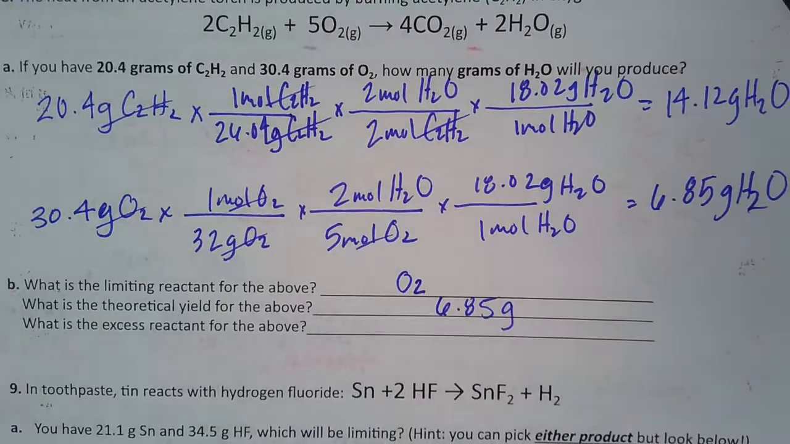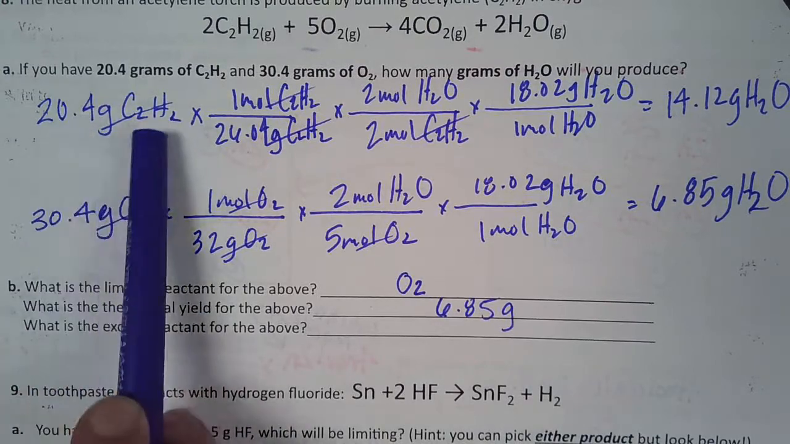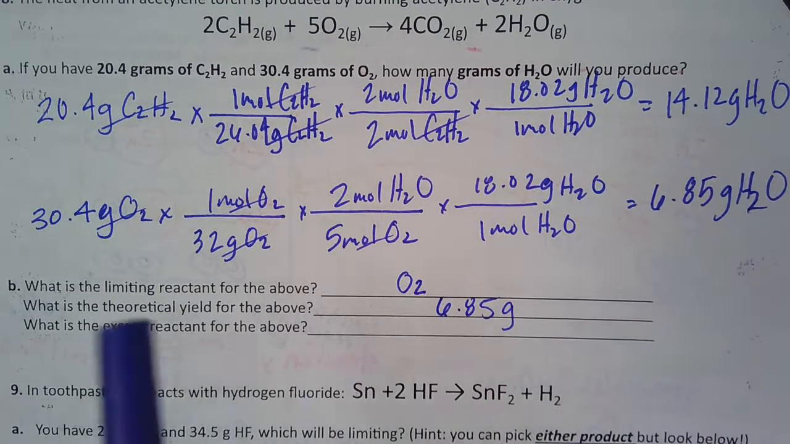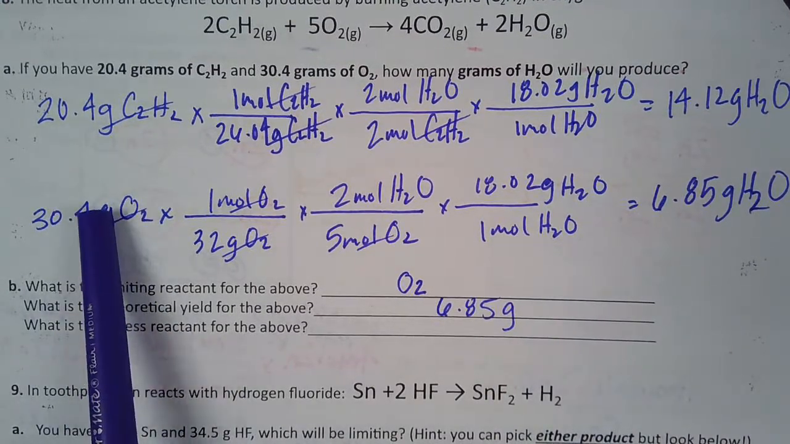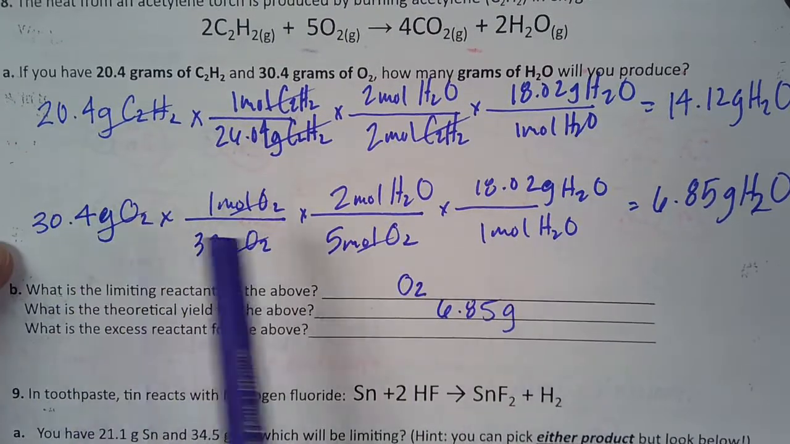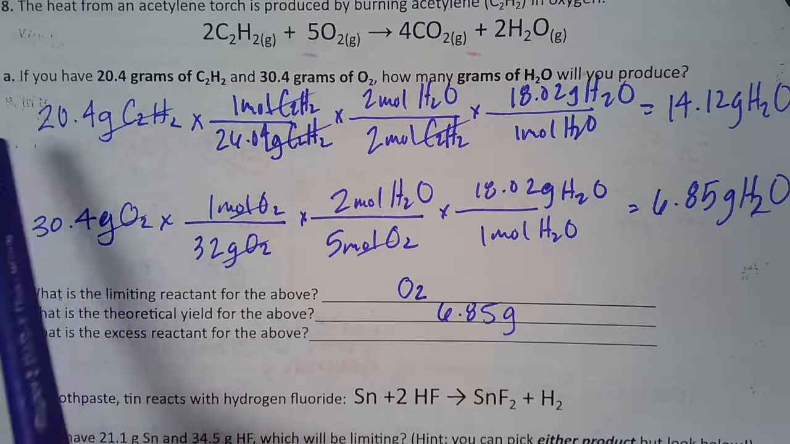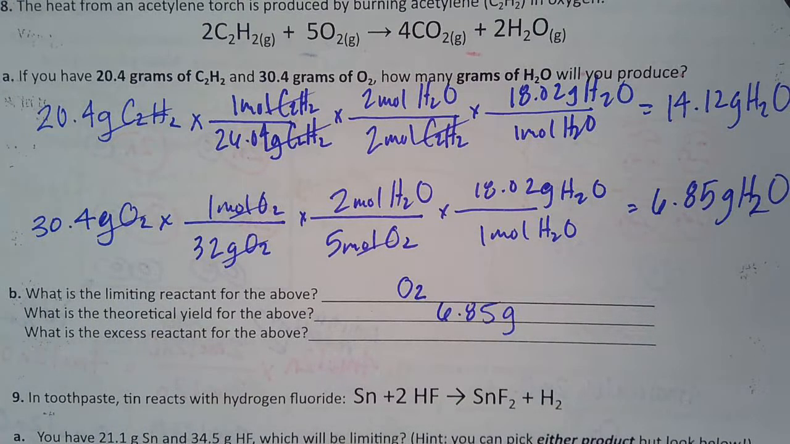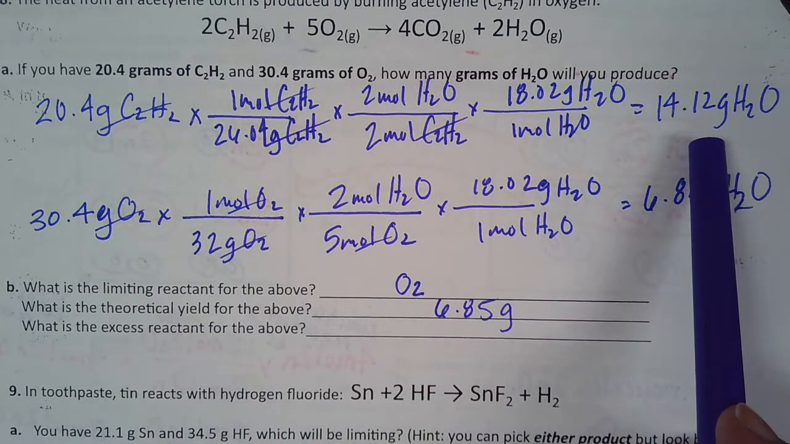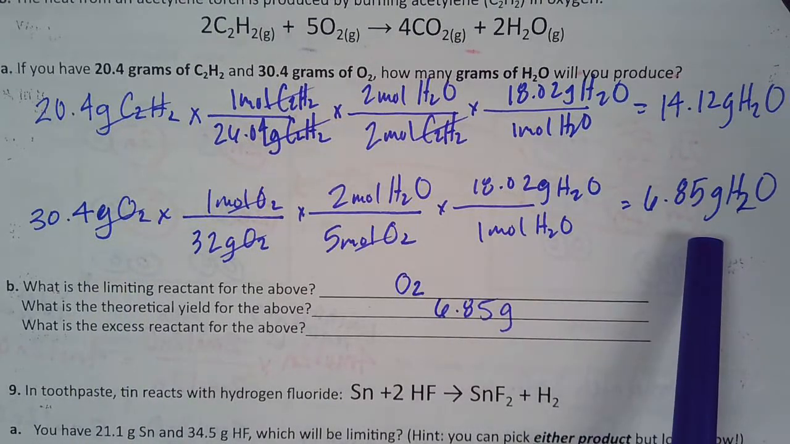So let me go over this again because that's a good question. If all 20.4 grams of this is used up, we should be able to make 14.12 grams of H2O. That's assuming that this is the excess. That's what this problem is showing. If we assume that all of this is going to get used up, we're going to make 6.85 grams of H2O. And that's assuming that we have lots of this left over. One of them is a lie, Brandon. This one is lying to us. We will never make the 14.12 grams of H2O because 30.4 grams of O2 will make 6.85 grams of H2O.